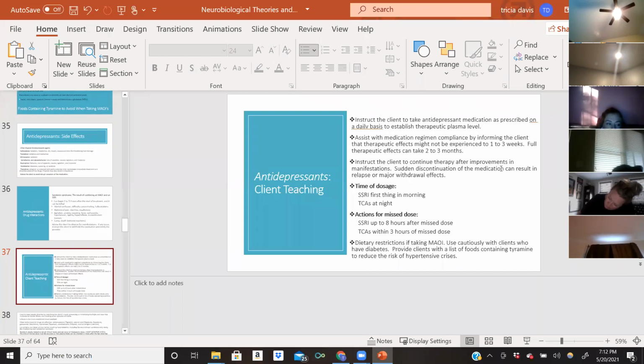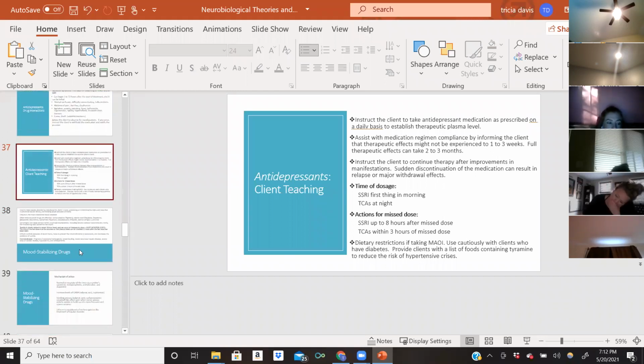And then remember those dietary restrictions if they're taking an MAOI. Use cautiously with patients who have diabetes, and then make sure you provide clients with a list of those foods containing tyramine to reduce the risk of that hypertensive crisis.